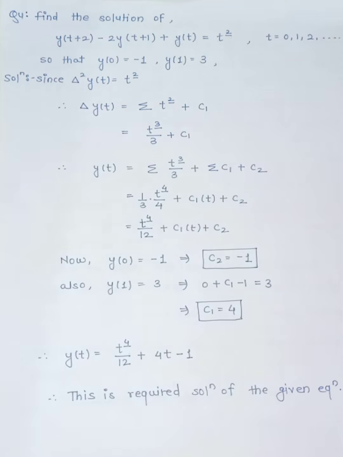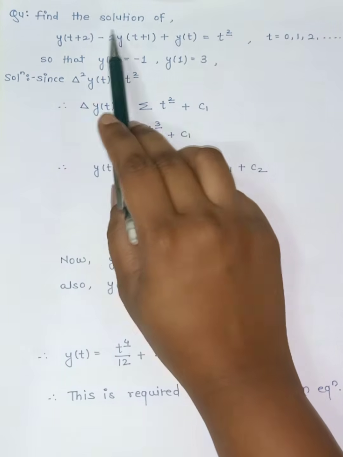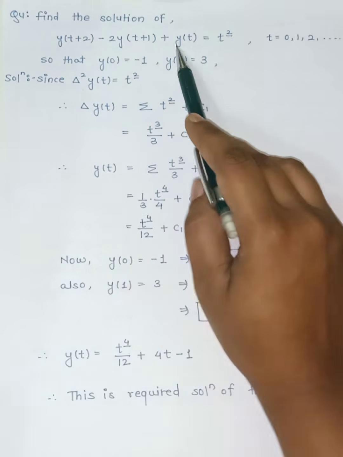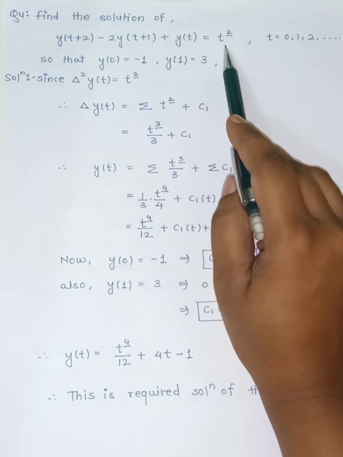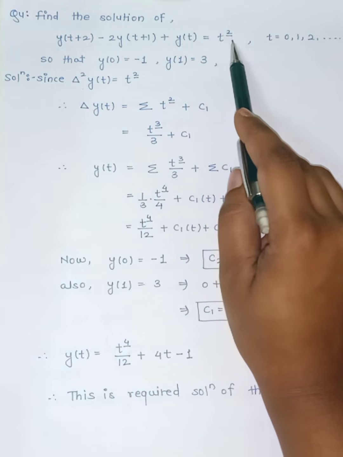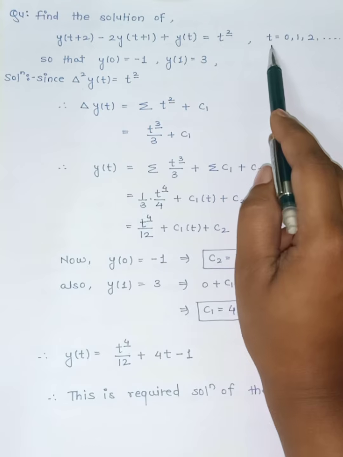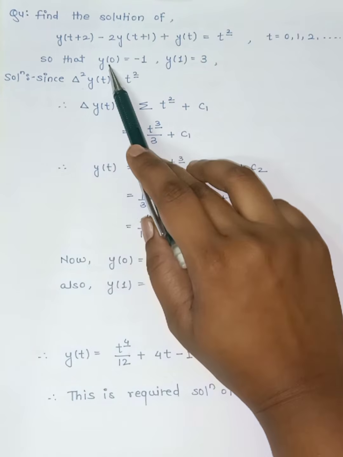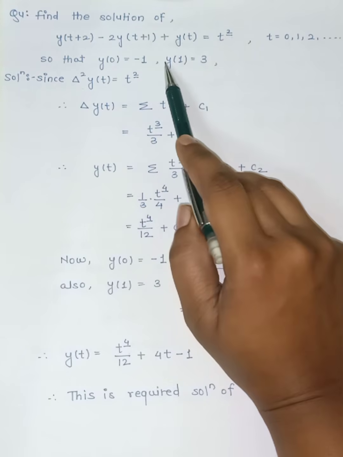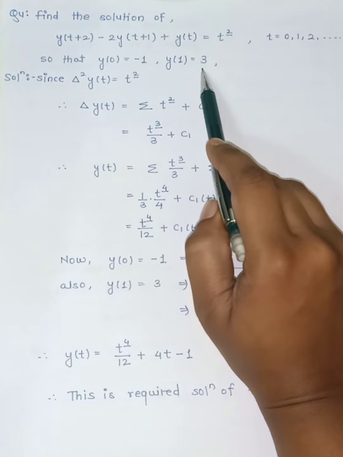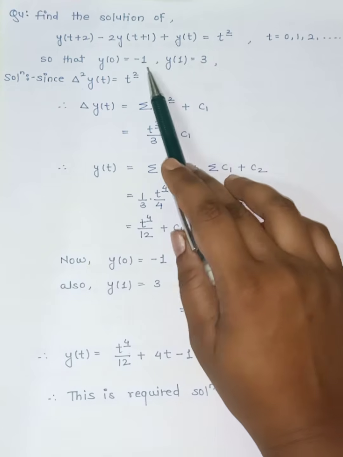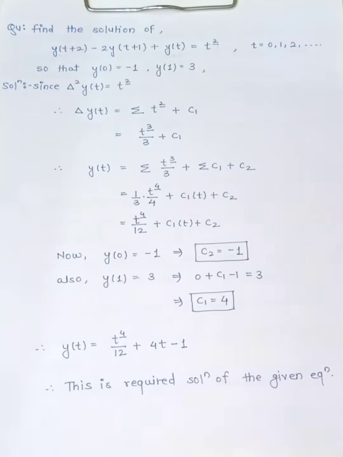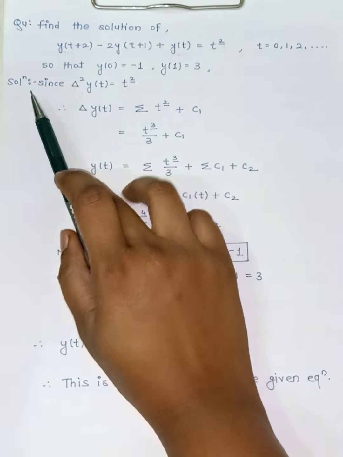Okay, so the first problem is: find the solution of y of t plus 2 minus 2y of t plus 1 plus y of t equals falling factorial t to the falling 2, where t equals 0, 1, 2 and so on, where we are given y of 0 equals minus 1 and y of 1 equals 3. So we have to find the solution of this equation. So let's start with the solution.